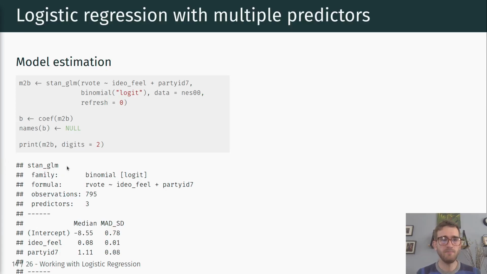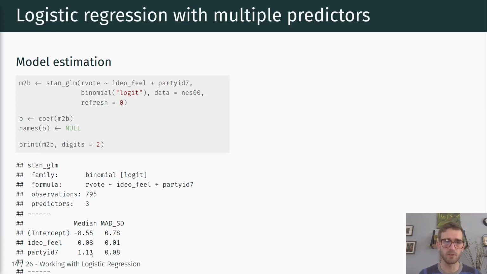Okay, so if we look at the output, again, this is similar to the previous result. We have our intercept, which is minus 8.55, which we again cannot directly interpret because it is on this underlying latent scale of the linear predictor. We cannot directly interpret it on the probability scale. And we're going to talk in a second about how we can convert that intercept into a probability to actually interpret it.